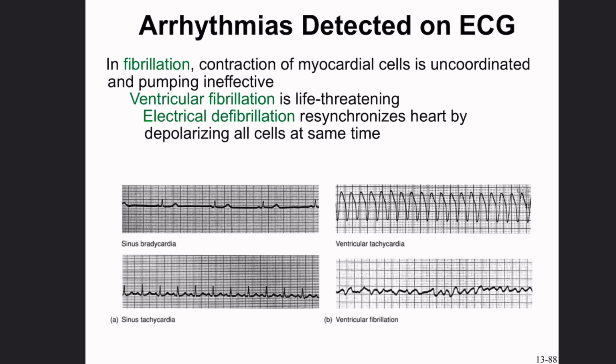In fibrillation, there is an uneven or uncoordinated contraction of your myocardial cells, and that makes your myocardium and heart pumping ineffective. Ventricular fibrillation is life-threatening because we need our ventricles to be able to push oxygenated blood through the rest of the body. Maybe you've seen those defibrillators at a hospital. An electrical defibrillator can reset or resynchronize the heart by depolarizing all the cells at the same time to get the action potentials by the SA node reset and restarted again, to hopefully recover from the uncoordinated heart contractions.